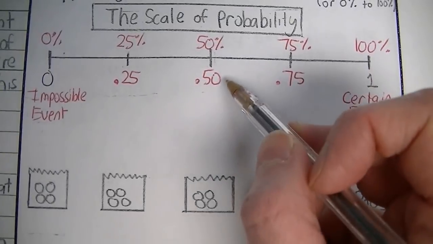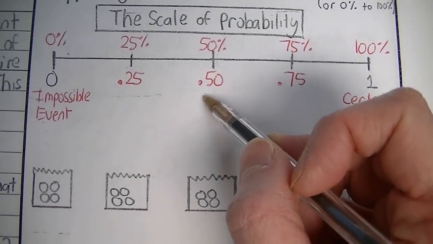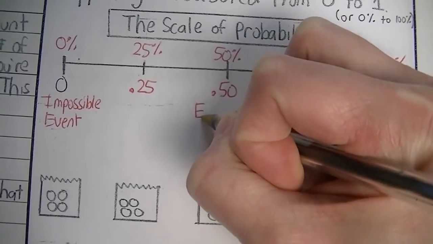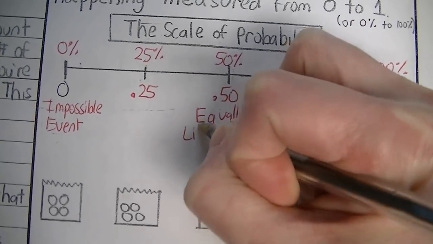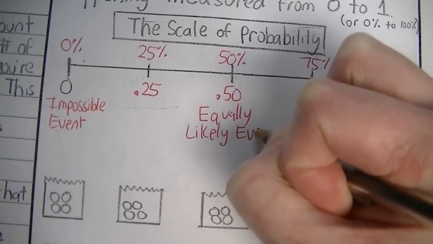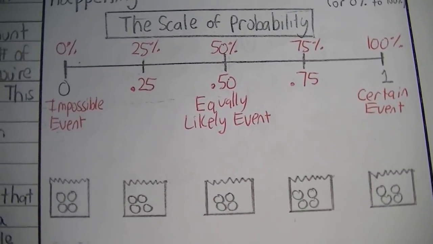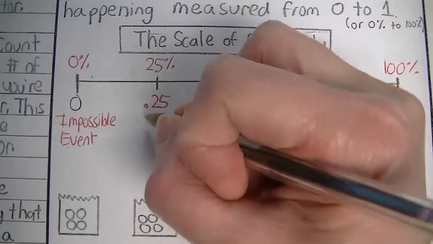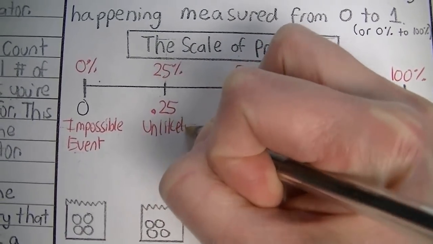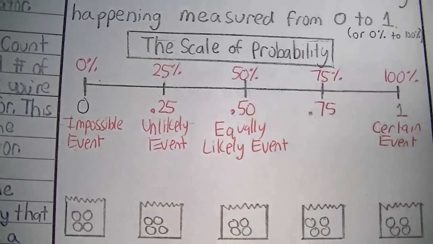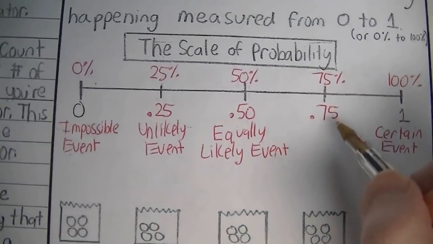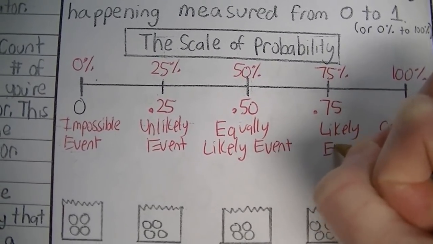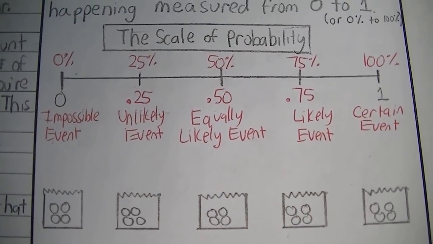Okay, so if something has a 50% chance of happening, the wording for that would be called an equally likely event. Okay, equally likely. All right. And for a 25% chance of happening, that's called an unlikely event. Okay. If something has a 75% chance of happening, that's a likely event. All right.